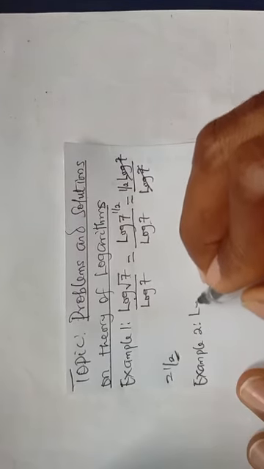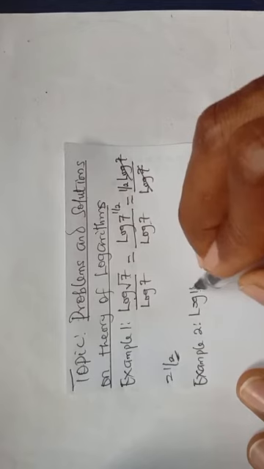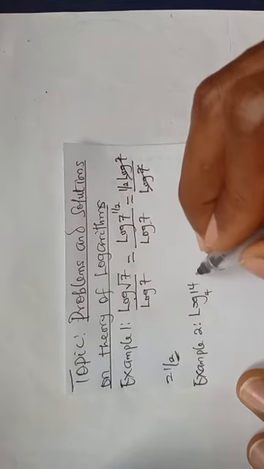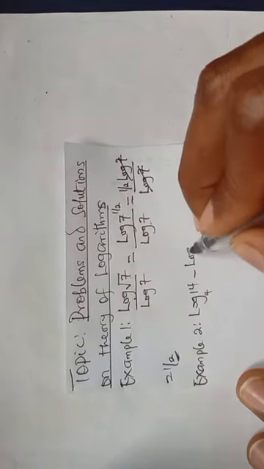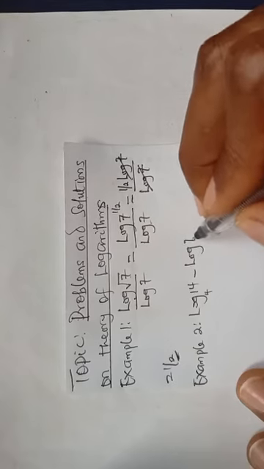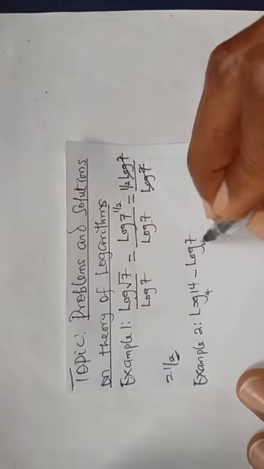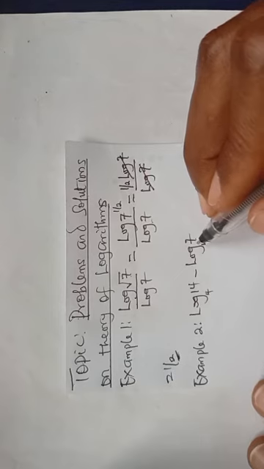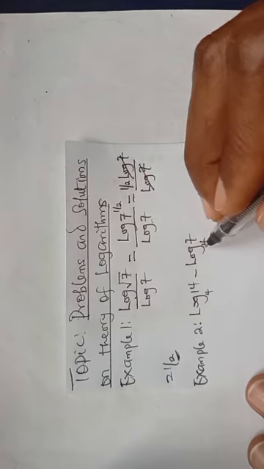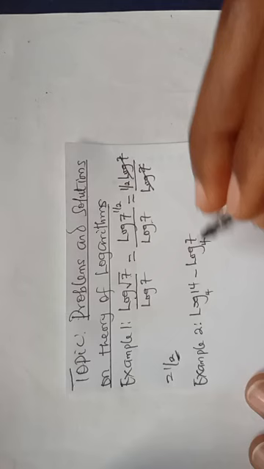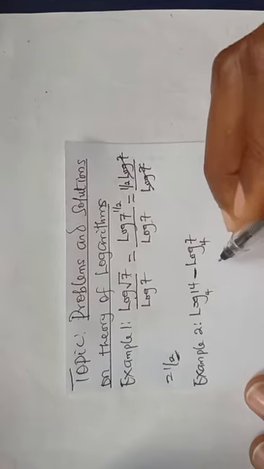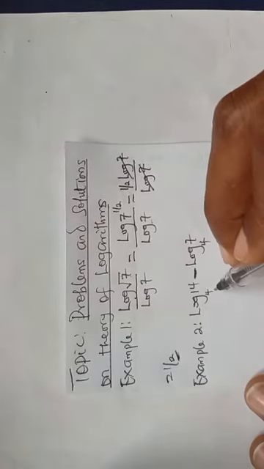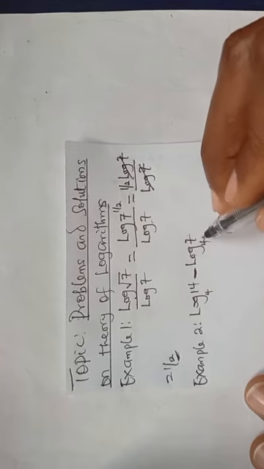Let me say I have log 14 to base 4 minus log 7 to base 4. Is that okay? Now, according to the law, this is a subtraction law. This is log 14 to base 4 minus log 7 to base 4.